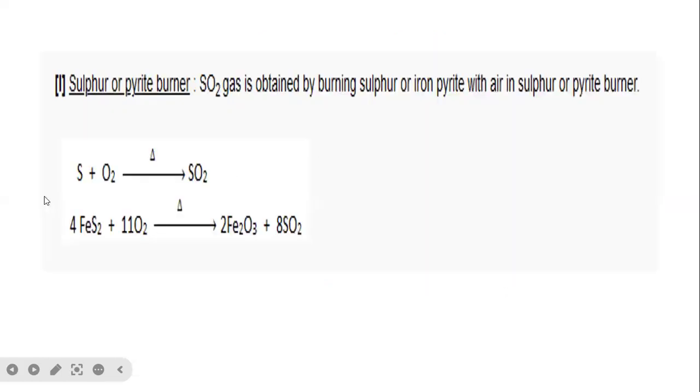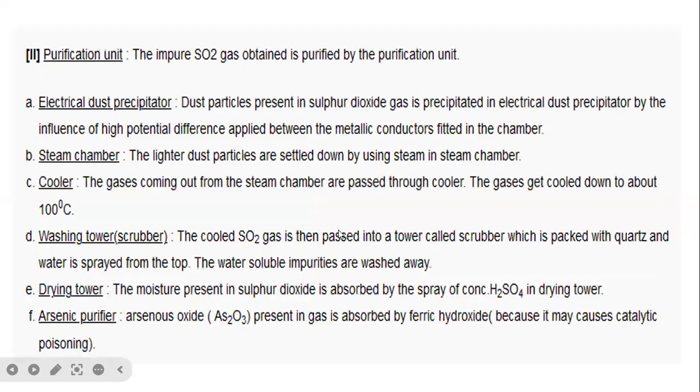This is the iron pyrite burner, where sulfur and oxygen combine into sulfur dioxide, and iron pyrite is reacted with oxygen and produces sulfur dioxide. Purification unit, where the sulfur dioxide gas obtained is purified. Electric dust remover, where dust is precipitated by the influence of a high potential difference applied between metallic conductors.